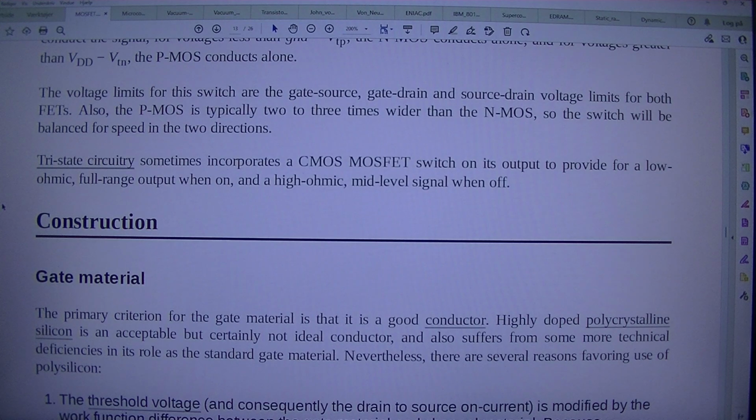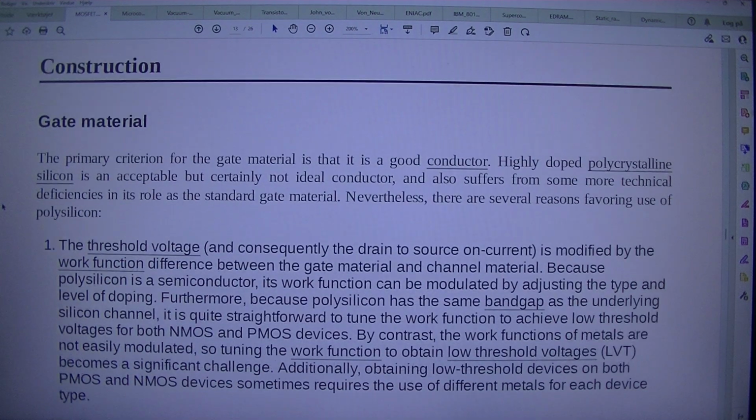Construction. Gate material. The primary criterion for the gate material is that it is a good conductor. Highly doped polycrystalline silicon is an acceptable but certainly not ideal conductor, and also suffers from some more technical deficiencies in its role as the standard gate material. Nevertheless, there are several reasons favoring use of polysilicon.